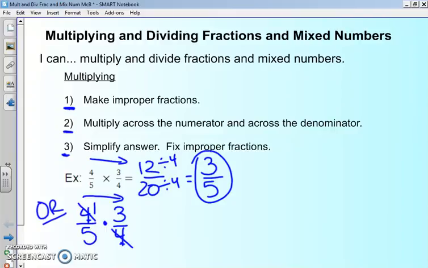So 4 divided by 4 gives me 1. 4 divided by 4 gives me 1. So now I have 1 times 3 is 3. 5 times 1 is 5. And I go right to the answer without having to simplify like I did here. It makes my life a lot easier a lot of times. You don't have to do it that way, but I really do encourage you to because it makes life easier. So let's take a look at another couple examples here.